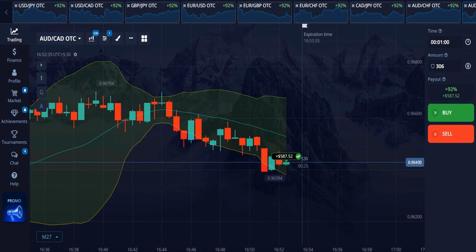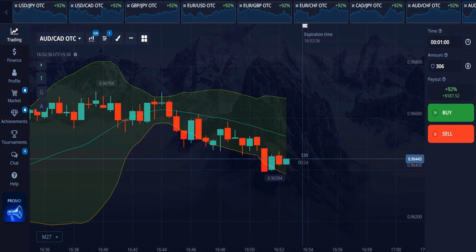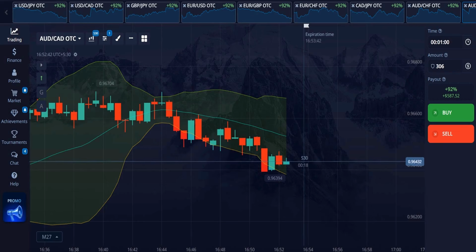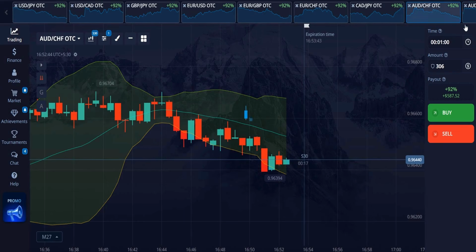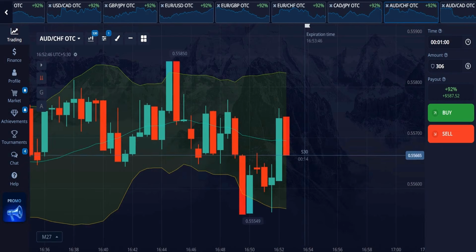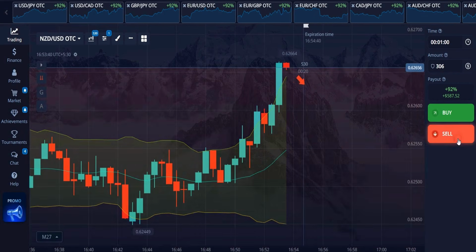Price pulled back exactly as expected, bouncing from the lower Bollinger Band with a strong bullish candle. Our reversal entry worked perfectly, a classic snapback after a power move. Now let's move on and analyze the next setup together.